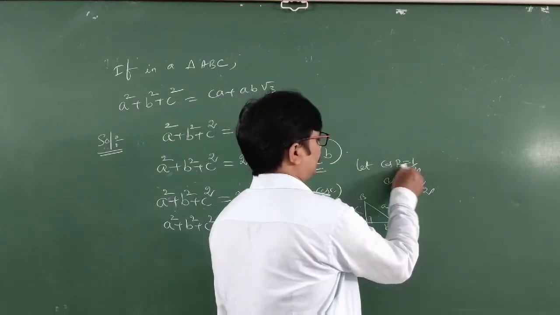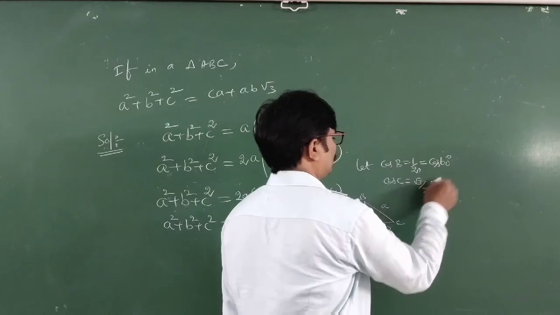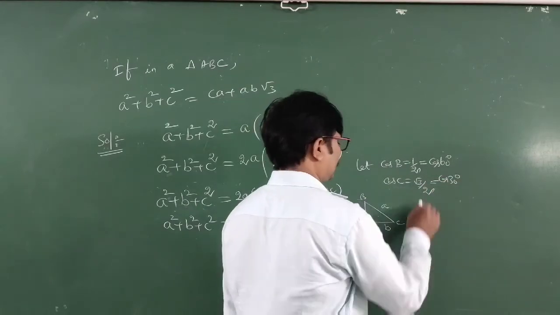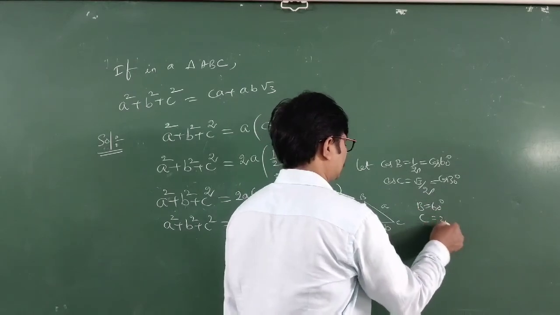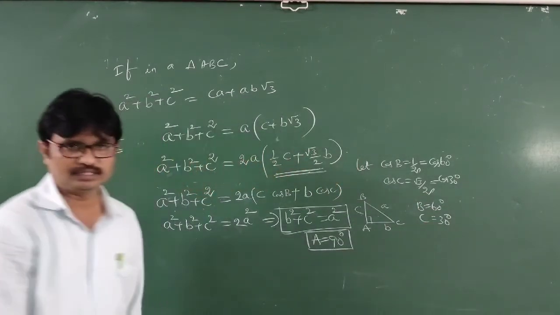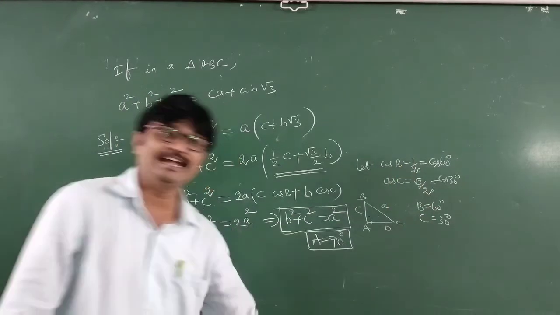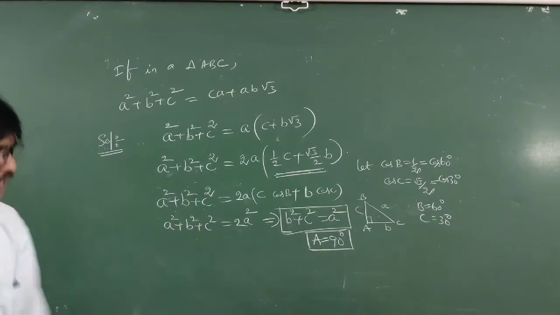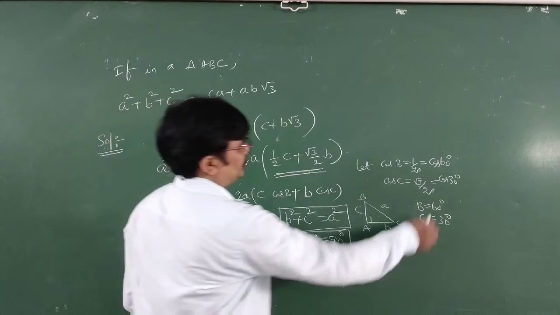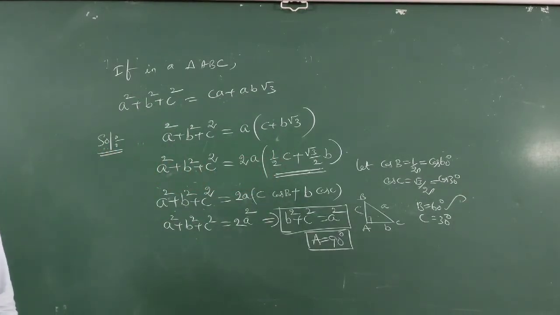My dear students, when cos B is 1 by 2, this is nothing but cos 60, and root 3 by 2 is cos 30. Now B is 60, C is 30, A is 90. This is a right angle, and one of the angles is an acute 60 degrees. Option C is correct. Right angle with one of the acute angles measuring 60 degrees. Okay students, write down.